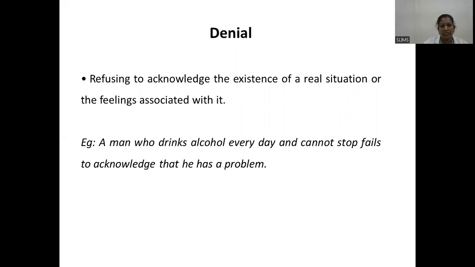Denial: refusing to acknowledge the existence of real situations or the feelings associated with them. Example: a man who drinks alcohol every day and cannot stop fails to acknowledge that he has a problem.